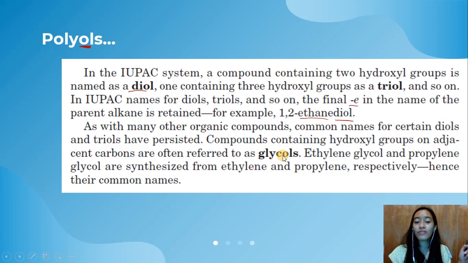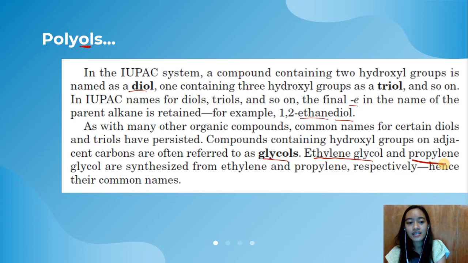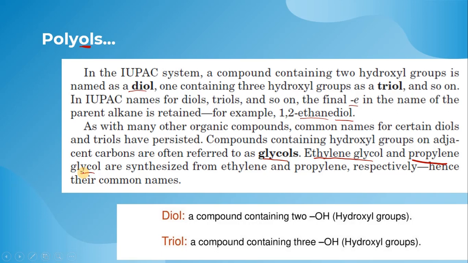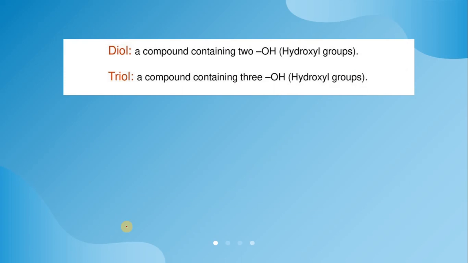So if your OH groups are in sequence, like the carbons they are connected to are next to each other, they are the types that we call glycols. Ethylene glycol and propylene glycol are from ethylene and propylene, that's why it's called ethylene. So these are some common names for propylene glycol and ethylene glycol. So, a summary: if it contains two hydroxyl groups, it's a diol; three hydroxyl groups, a triol.